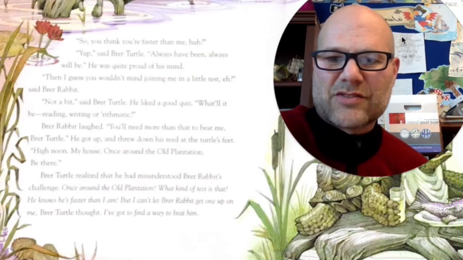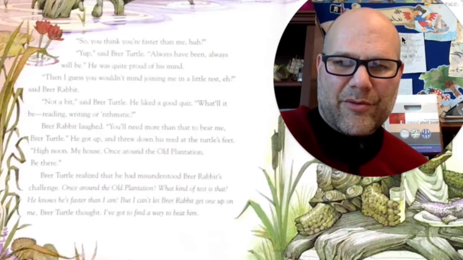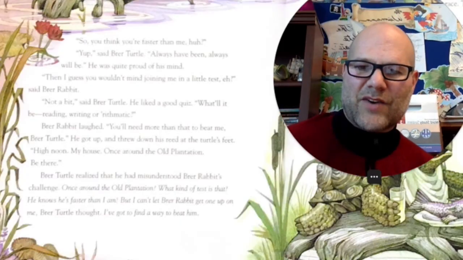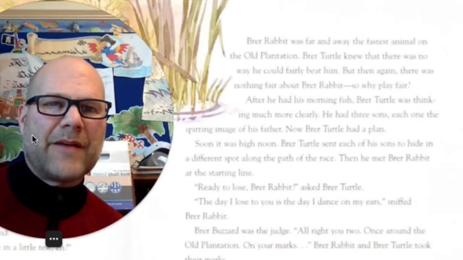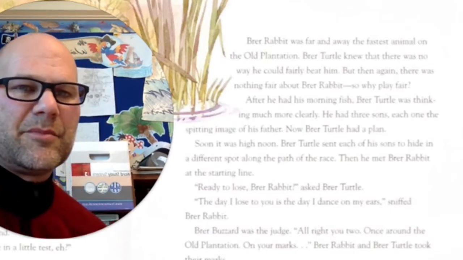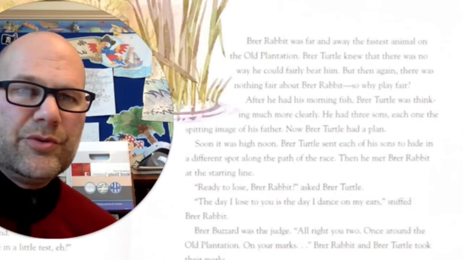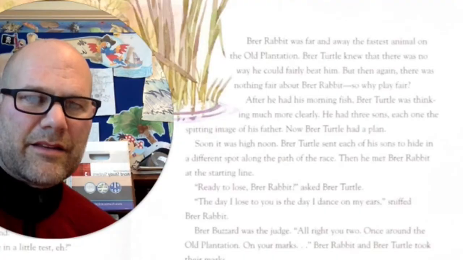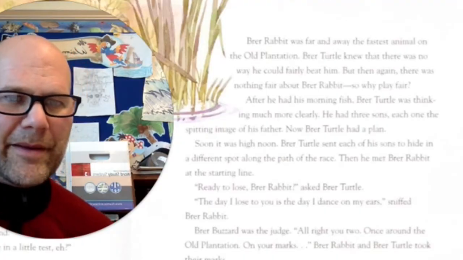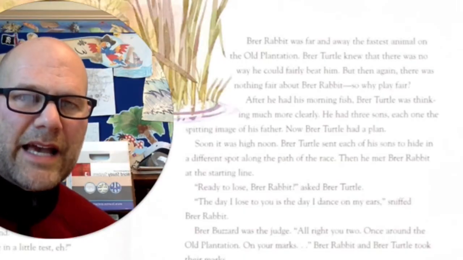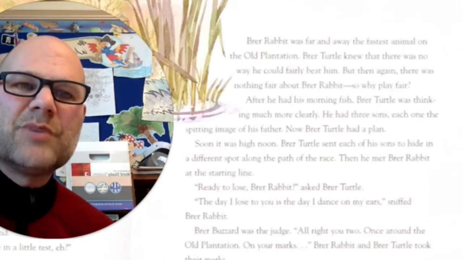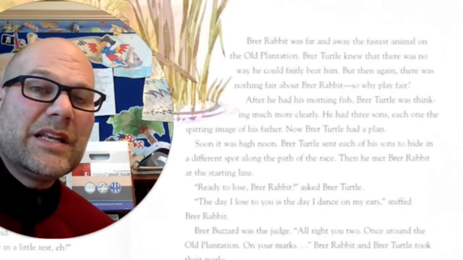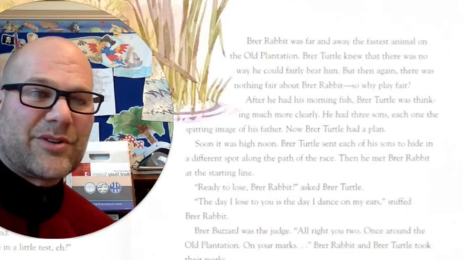He knows he's faster than I am, but I can't let Brer Rabbit get one up on me, Brer Turtle thought. I've got to find a way to beat him. Brer Rabbit was far and away the fastest animal on the old plantation. Brer Turtle knew that there was no way he could fairly beat him. But then again, there was nothing fair about Brer Rabbit. So why play fair? After he had his morning fish, Brer Turtle was thinking much more clearly. He had 3 sons, each one the spitting image of his father. Now Brer Turtle had a plan.